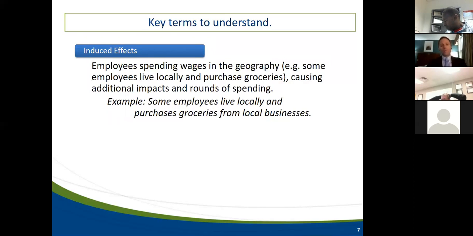Induced effects are more about wages. So a new business comes to town, it hires a bunch of people, it pays them a bunch of wages.